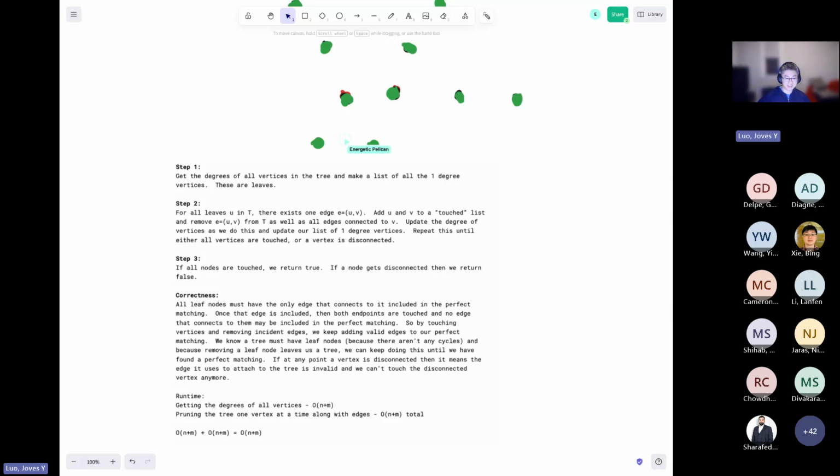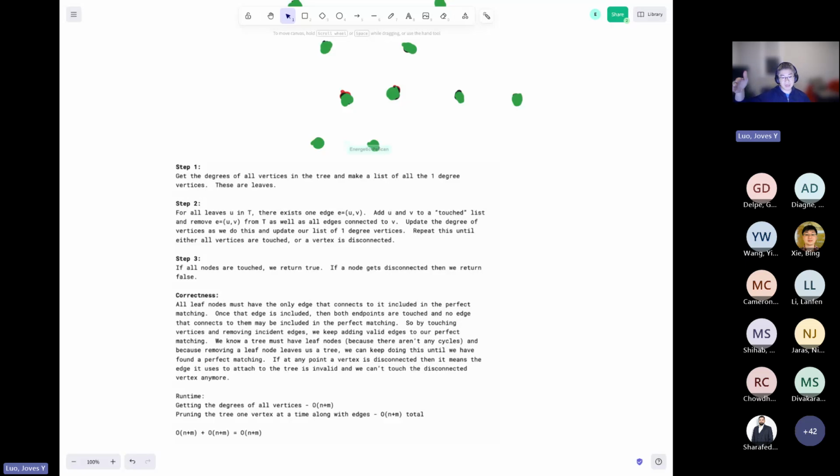If at any point a vertex is disconnected, then it means the edge it uses to attach to the tree is invalid, and we can't touch the disconnected vertex anymore, and therefore it's false. Okay, so getting the degrees of all vertices is all of n plus m. We just go through every vertex and check its incoming edges. It's all of n plus m because I have to know how many edges are attached to each vertex. Pruning the tree one vertex at a time, along with edges, is all of n plus m total, and therefore our total runtime is n plus m.